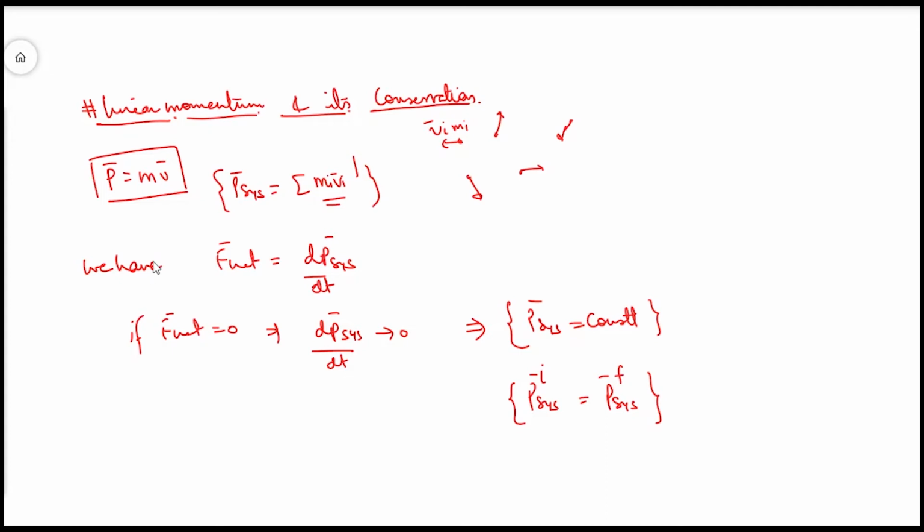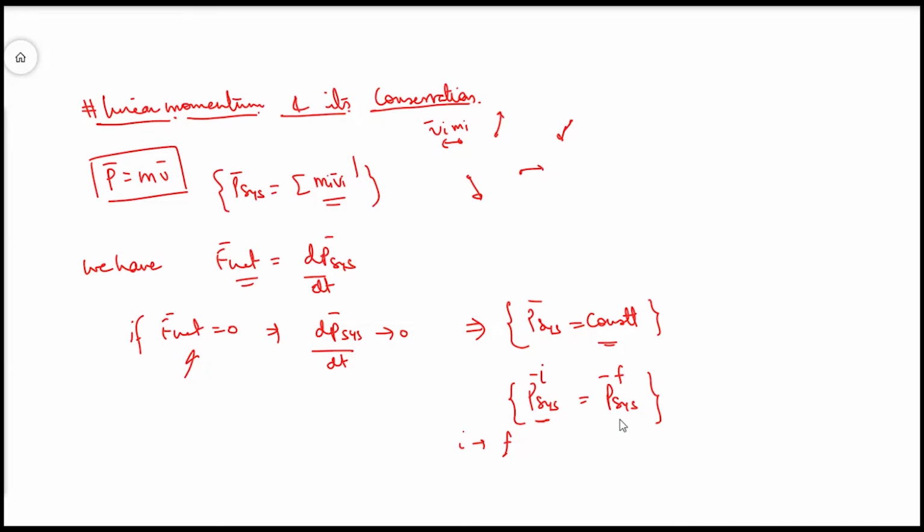From Newton's law, the f net on the system is the rate of change of its total momentum. So for a system, the net force acting on it is the rate of change of its total linear momentum. If this f net goes to 0, that means there is no external force on the system, so dp by dt goes to 0, and that means p of the system is constant. So what do we infer? If the net force on the system is 0, the system's total linear momentum is constant. That means for any time t or any state, initial or final, the system's momentum is the same. So for a system going from an initial state to some final state, the momentum in the initial state is equal to the momentum in the final state.